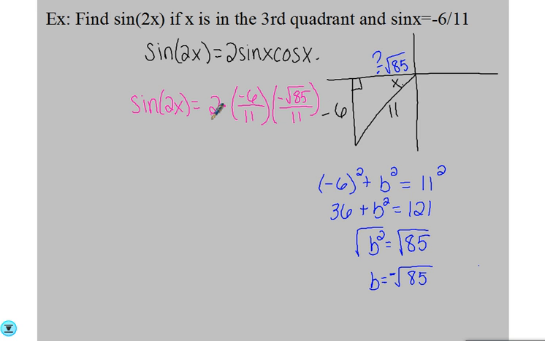I'm going to put my 2 over 1 so I remember how to multiply my fractions, numerator by numerator, denominator by denominator. So I'm going to get negative 12, 2 times negative 6, times negative square root of 85 is going to make it all positive. So we have 12 times the square root of 85, and 11 times 11 is 121. So our sine of 2x value is 12 root 85 over 121.